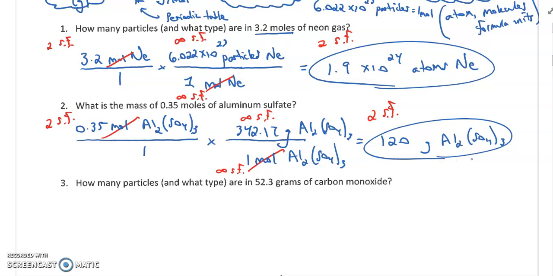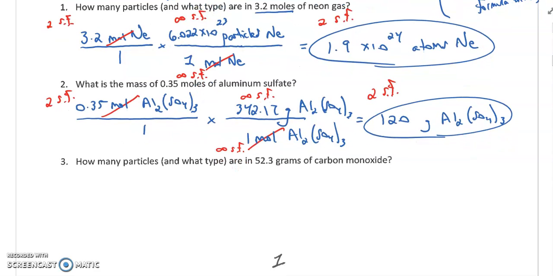Now the last step, the third problem here, is where we actually combine these steps together. We can make a problem longer by just connecting both conversion factors together. This one says how many particles and what type are found in 52.3 grams of carbon monoxide. So I'm going from grams all the way into particles. Now I can't go directly there, so I'm going to do this in 2 steps, actually. I'm going to first convert my grams into moles, and then I'll convert the moles into particles.